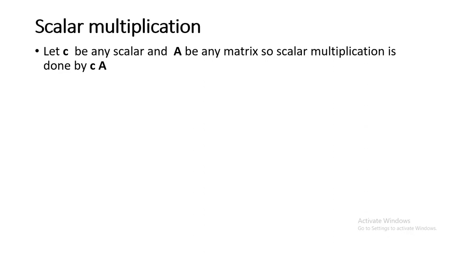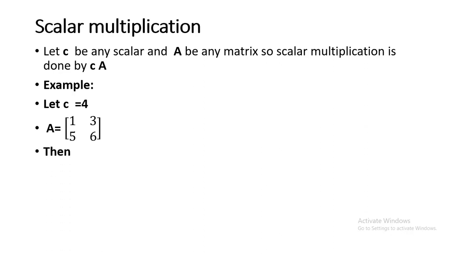If there is any particular single number, any scalar value that needs to be multiplied by a matrix, how will we do that? Let's just consider an example. Here I've taken C as 4. As I have written here, C is any scalar, so C here is 4. And A is a matrix that has elements 1, 3, 5 and 6.